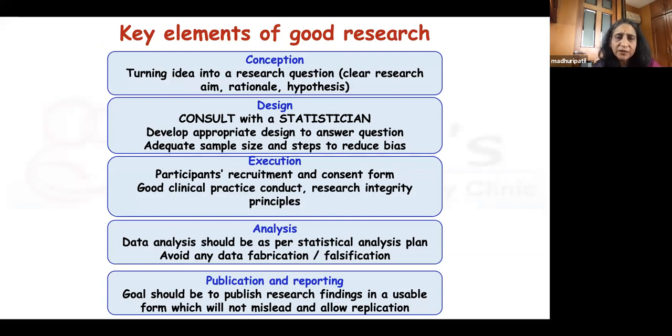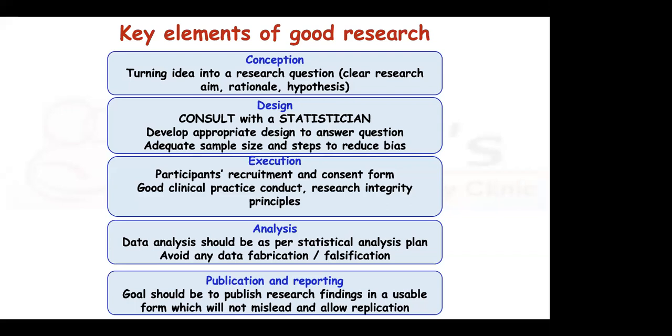So you need to know what the sample size is, and you also need to know what the statistical formulas are that you're going to use in your research. Then is the execution, wherein you have participant recruitment and consent forms, good clinical practice conduct, and research integrity principles. Then you need to do analysis, which should be as per the statistical analysis plan. So you have to plan what statistics you're going to use initially, and not that when you finish collecting all the data, then you decide what statistical analysis you're going to do.